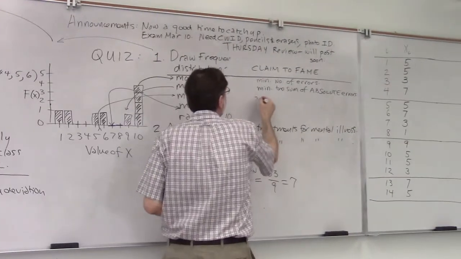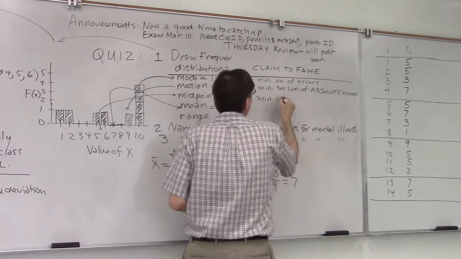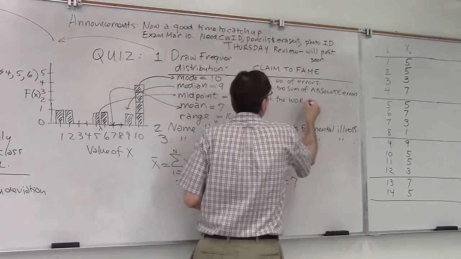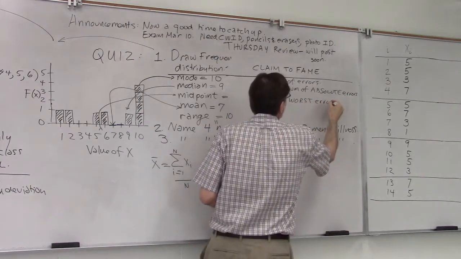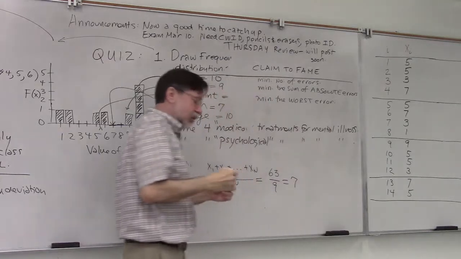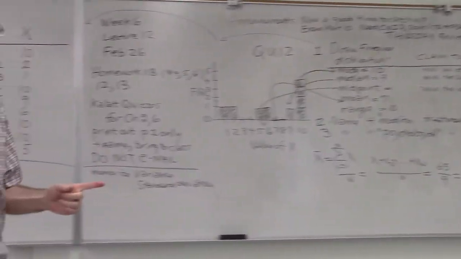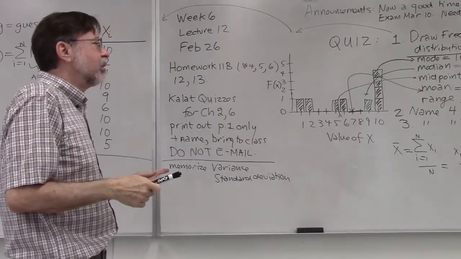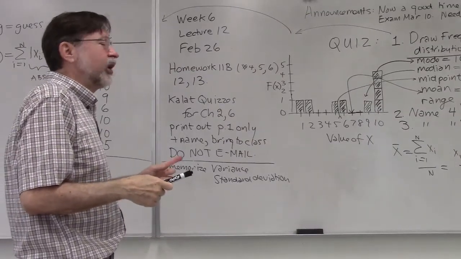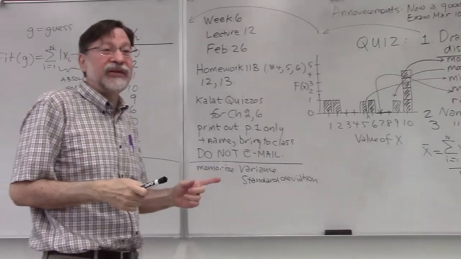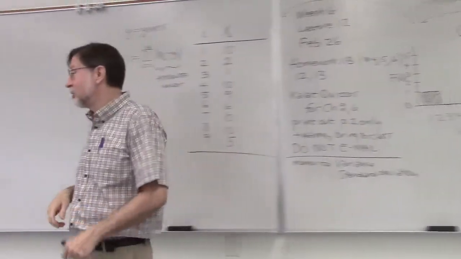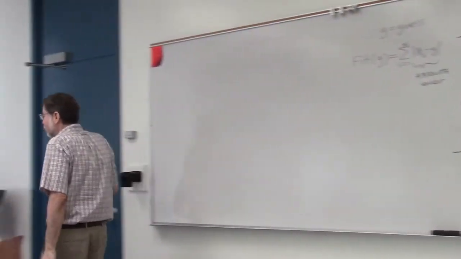The midpoint minimizes the worst error. The midpoint minimizes the worst mistake that you can make. So if we're playing a guessing game where I get to wait till you make a guess, then I get to choose one of the numbers. So let's play a little guessing game here.